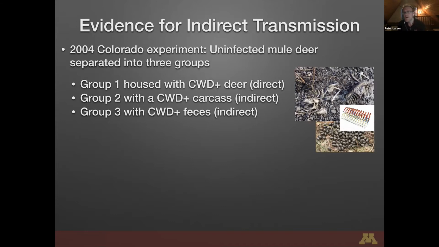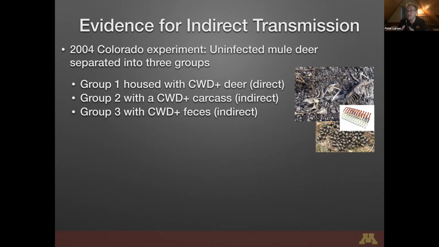In 2004, there was an experiment where they had uninfected mule deer separated into 3 groups. So group 1 was housed with deer that were positive. So they had mule deer housed with other mule deer that were positive, offering direct exposure. But then in a second group, they housed CWD negative animals with a positive carcass. Okay, so the CWD negative mule deer were housed in a pen that had a positive carcass in it.